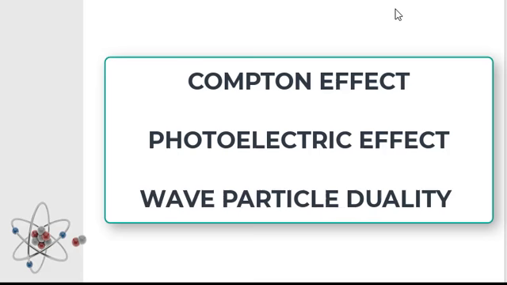Okay, so this is a continuation of quantum theory, wherein here we are going to discuss the Compton effect and also the photoelectric effect. So let's take a look at the Compton effect first. What is the Compton effect? The Compton effect is that if you have an incident photon, and then you have a target electron which was initially at rest.